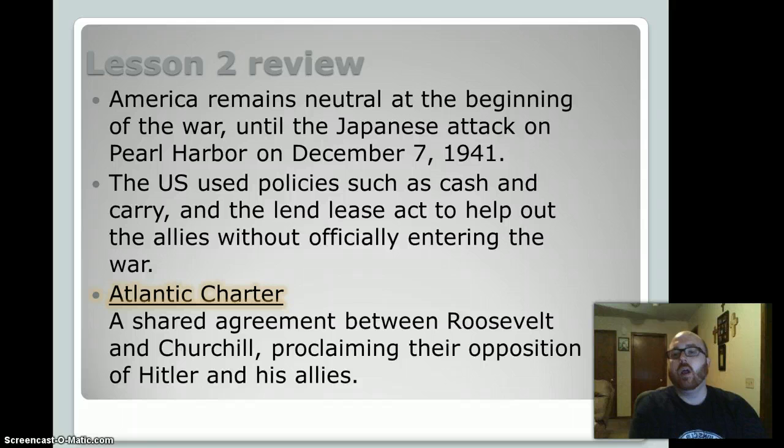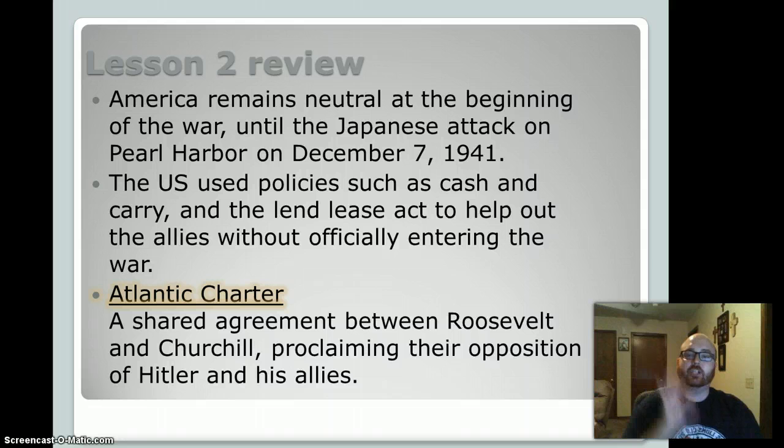Lesson 2. All right, America remains neutral at the beginning of the war. We're isolated, neutrality acts, we don't want to get involved. All right, but December 7th, 1941, the date that'll live in infamy, we're deliberately attacked by the Empire of Japan in Pearl Harbor, Hawaii, which the next day we declared war against Japan. All right, and before that, we had these policies like cash and carry, lend-lease, all aid short of war is what Roosevelt called it.